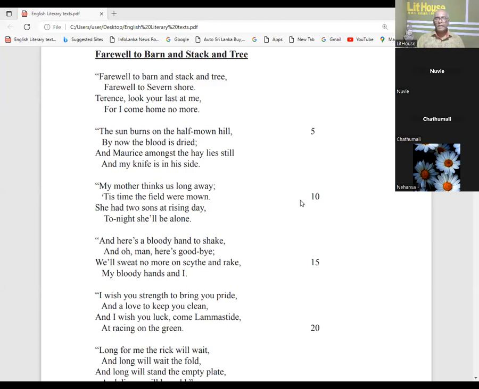Farewell to barn and stack and tree. The second poem that you are going to study from the syllabus. The first poem was The Eagle. Now we have completed it.